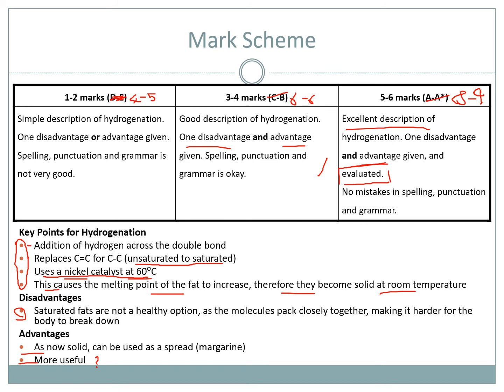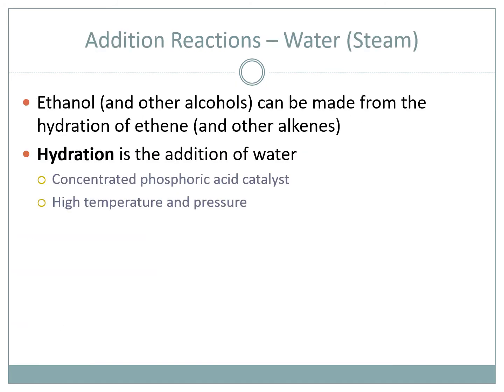Okay, give yourselves a mark out of 6. Put it clearly in your working in green pen so that I can also have a look and see if I agree. Moving on. So, our third addition reaction, we've already added the halogens and hydrogen.